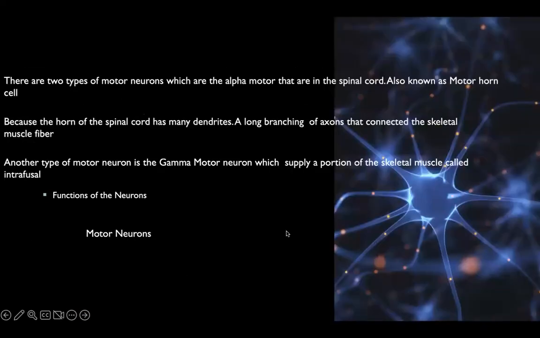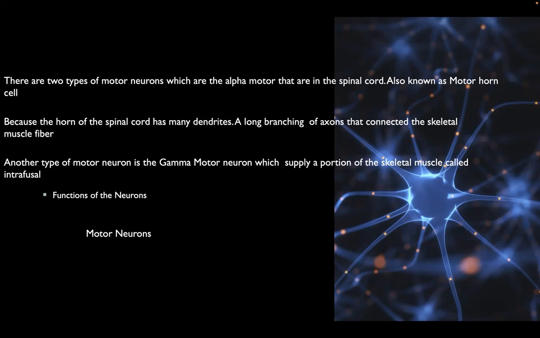The motor neurons, there are two types of motor neurons. There's the alpha, which is usually more common, and is in the spine. Another way that one is known is as motor horn cells. The horns of the spinal cord have many dendrites. A lot of branches of the axon connect to the skeletal muscle fibers.